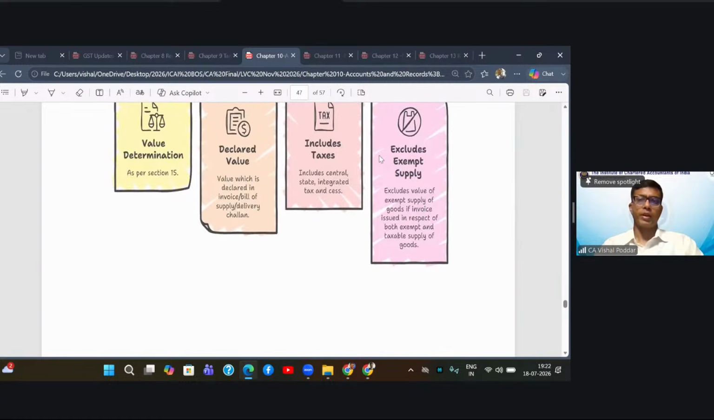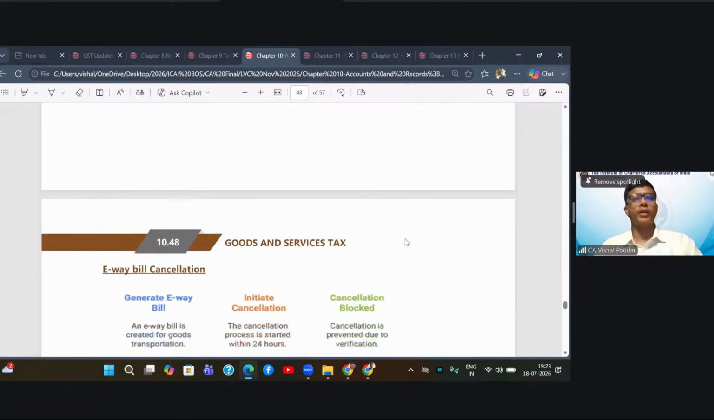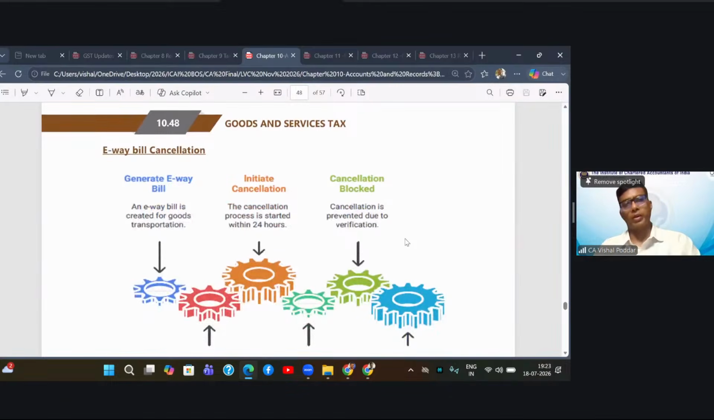Important. Wherever you are also transporting exempted goods, you have to exclude the value of exempted goods if the invoice is issued in respect of both goods together. So if there is a combined invoice and bill of supply, you will exclude the value of exempted goods while determining the 50,000 requirement.